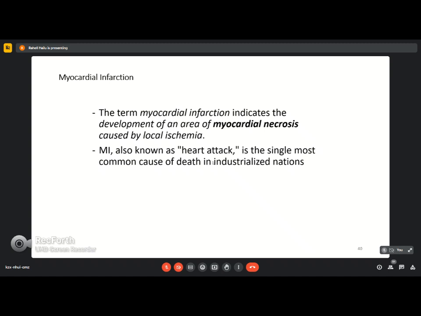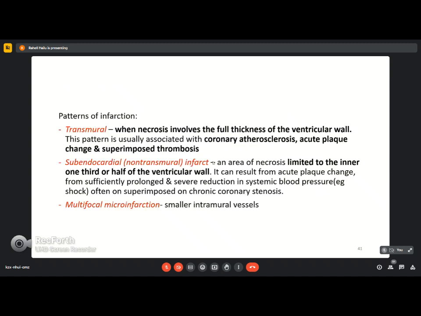So the next form of ischemic heart disease, other than the pain, is myocardial infarction. It's actually myocardial necrosis. There's tissue damage and tissue loss that is caused by this local ischemia. It's also known as a heart attack, and it's also one of the commonest causes of death in the Western world. I think like 7 million people die every year because of myocardial infarction.